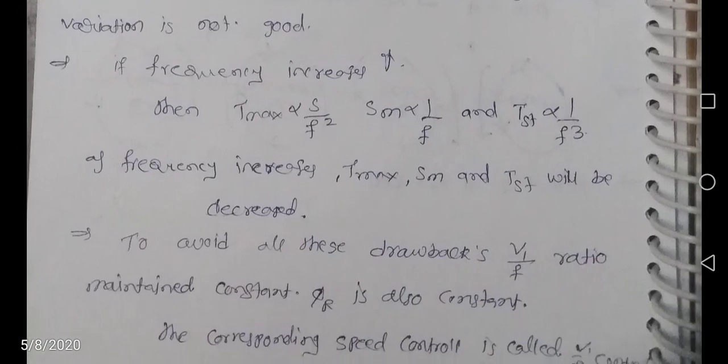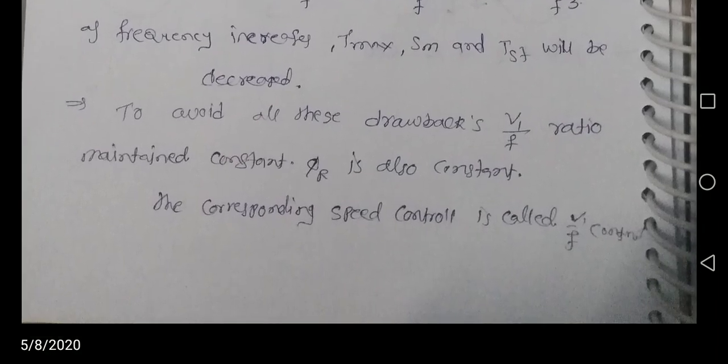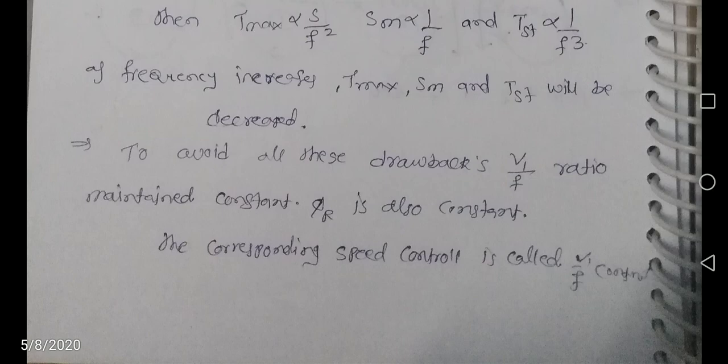To avoid all these drawbacks, the V1 by F ratio is maintained constant. V1 is the supply voltage and F is the supply frequency. Maintaining it constant, phi is also constant. The corresponding speed control is called the V1 by F constant control.